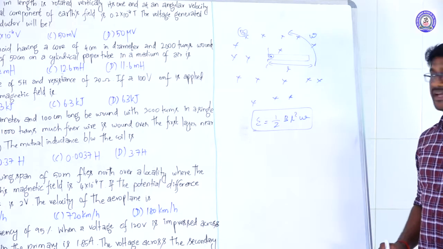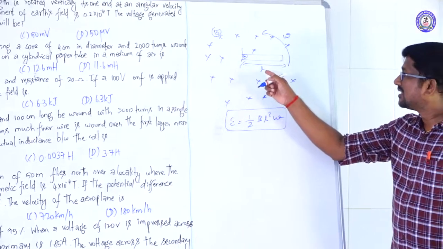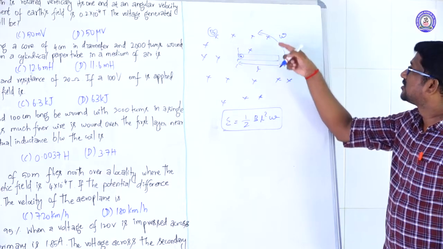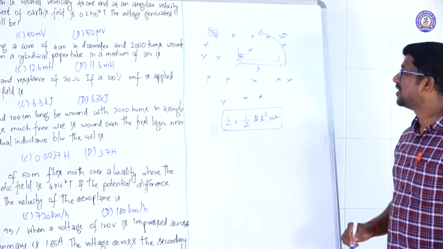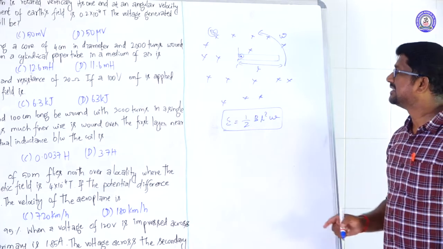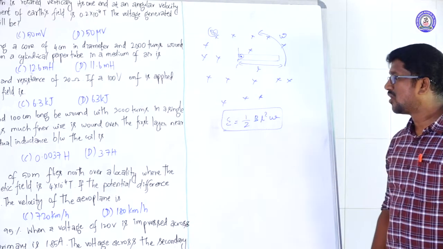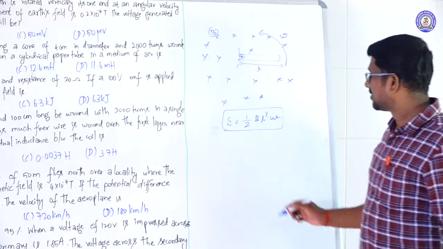When a rod of length L is rotated with an angular velocity of omega in the uniform magnetic field, the EMF induced across its ends is given by the formula E is equal to half B L square into omega.